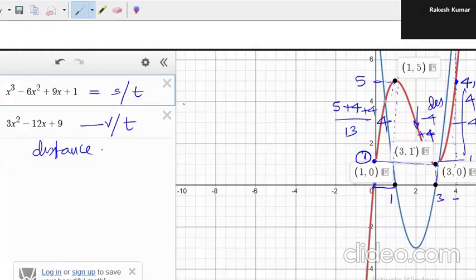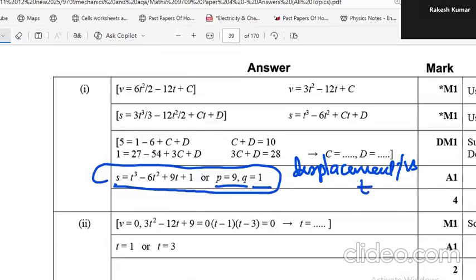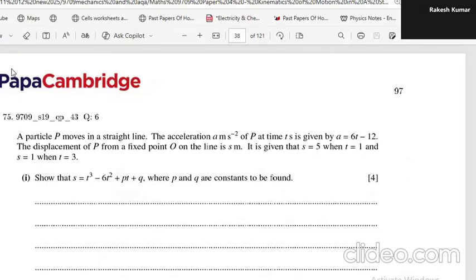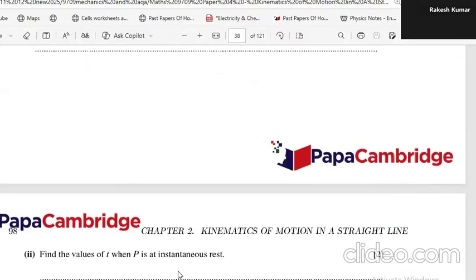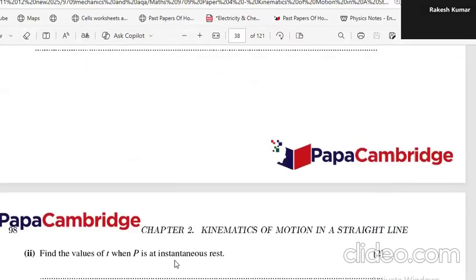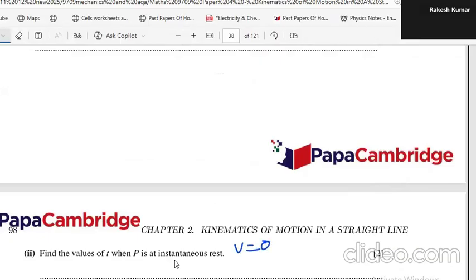Acha, if you notice, the graph starts here and goes up till here, then comes down, then goes up. The question says find the point. After that, the question says find when it is instantaneously at rest. When is it? That means instantaneous, that means velocity is zero.